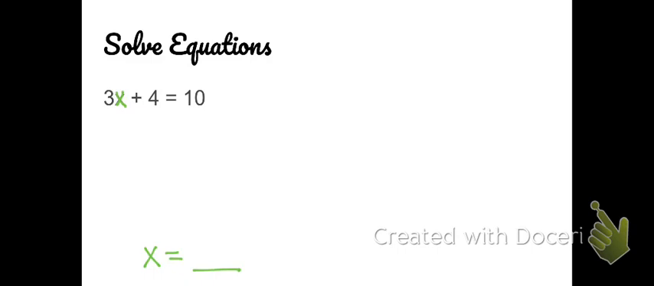So I need to move that multiplying by 3 and move that adding 4. I always undo what's added or subtracted first. So I'm going to undo that adding 4 by subtracting 4. You have to do that from both sides of the equal sign, because plus 4 minus 4 is 0. I end up with 3x equals 6.